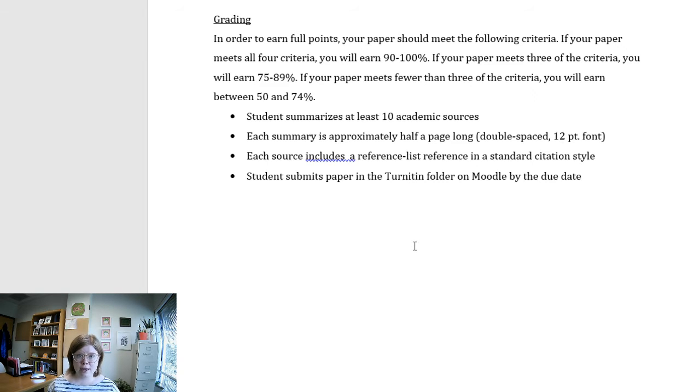If you give me nothing, I cannot help you improve. So please give me something, and you'll earn at least a 50, even if what you turn in is really not very good at all. So please don't turn in nothing.